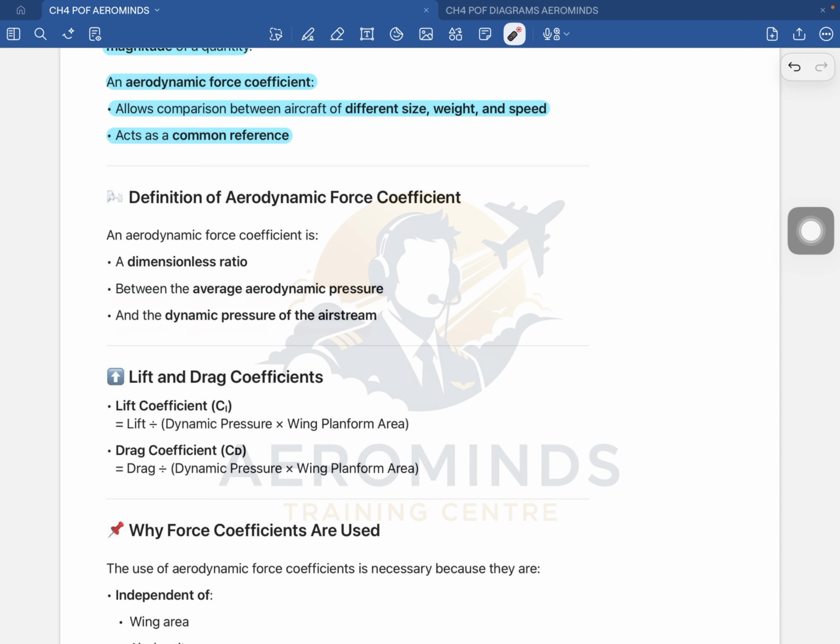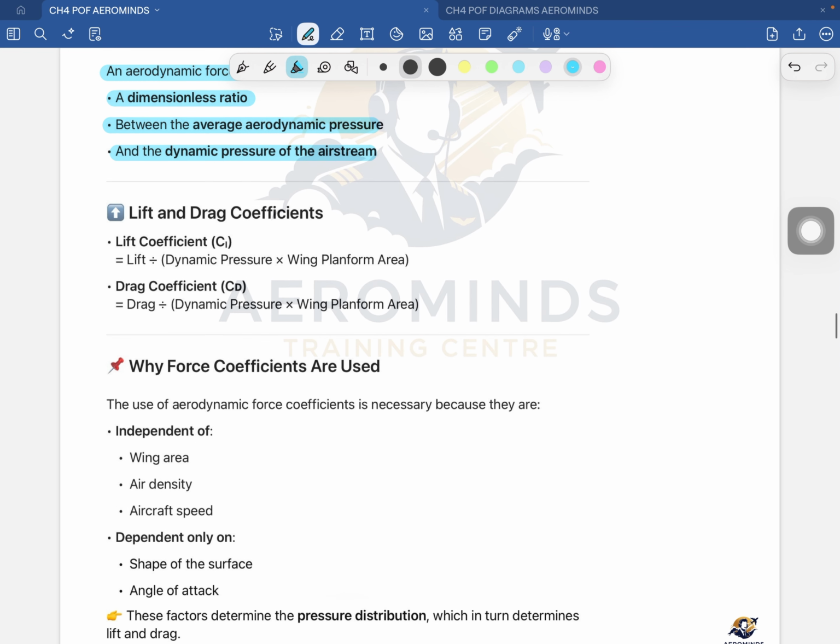Okay, so dynamic pressure depends upon the air density and the square of the speed. So when we divide the actual aerodynamic force by the dynamic pressure and by a reference area, we remove the direct effect of the speed, density, and the size. What remains mainly depends upon the shape and the angle of attack only. So remember this, an aerodynamic force coefficient is actually a dimensionless ratio between the average aerodynamic pressure and the dynamic pressure of the airstream. Okay, so now we define the lift and the drag coefficient.